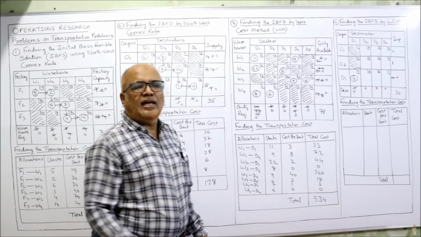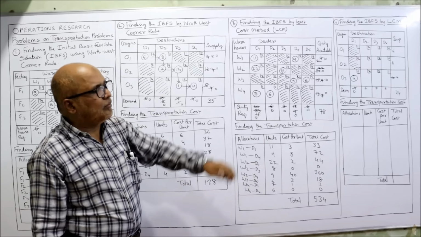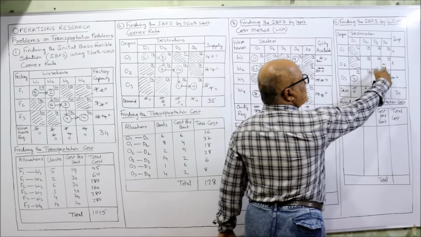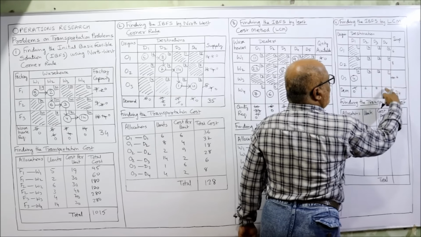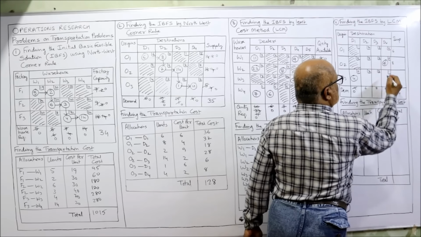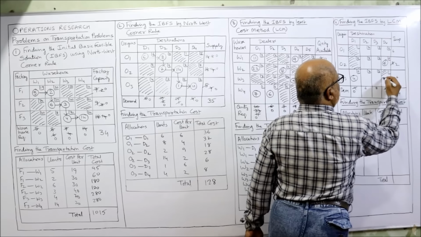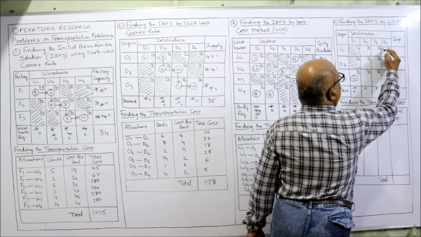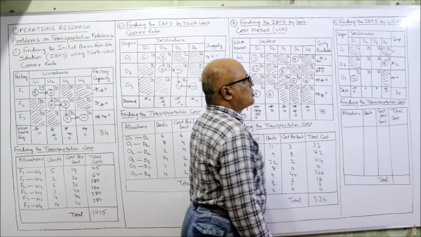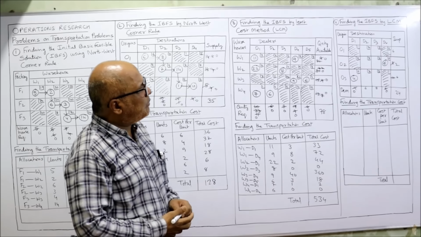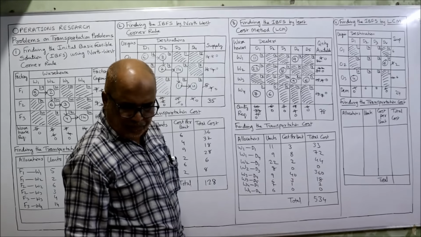That's all. The next minimum cost is 0. Again this 0. Row total 8, column total 6. So 6 allocations I have made. 6 minus 6, 0. 8 minus 6, 2. This has become 0. It is blocked. Column is blocked. Next minimum cost is 2.